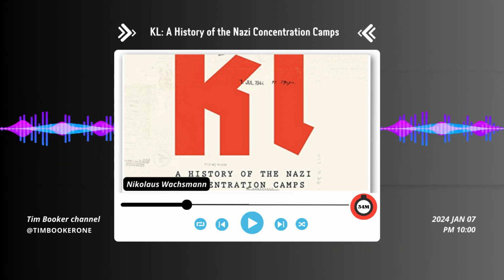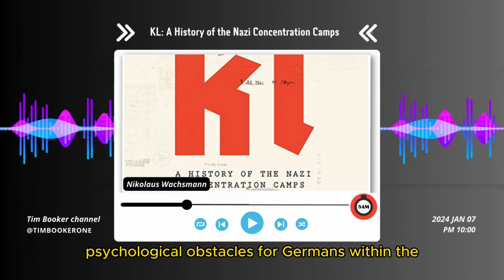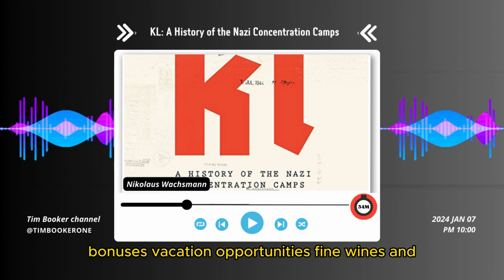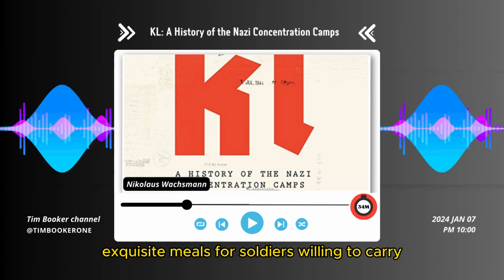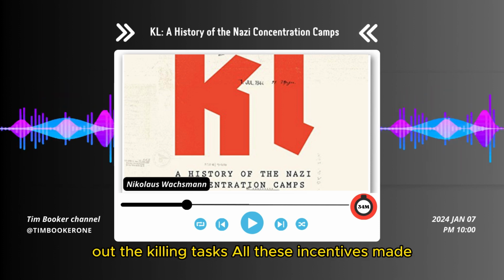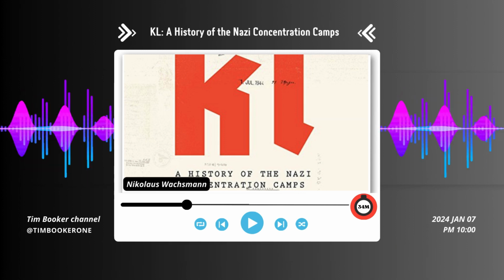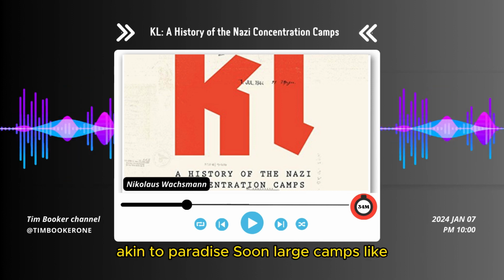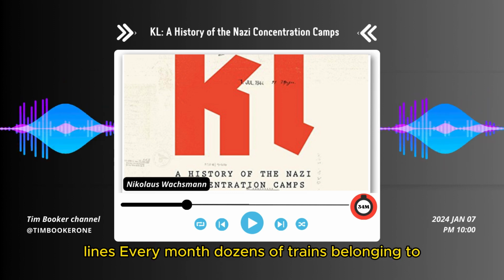Of course, such large-scale executions caused significant psychological obstacles for Germans within the camps. Hence, camps specifically provided extra bonuses, vacation opportunities, fine wines, and exquisite meals for soldiers willing to carry out the killing tasks. All these incentives made the soldiers believe that compared to the freezing Soviet front and combat with enemies, working in concentration camps was a cushy job akin to paradise. Soon, large camps like Auschwitz became systematic killing assembly lines.